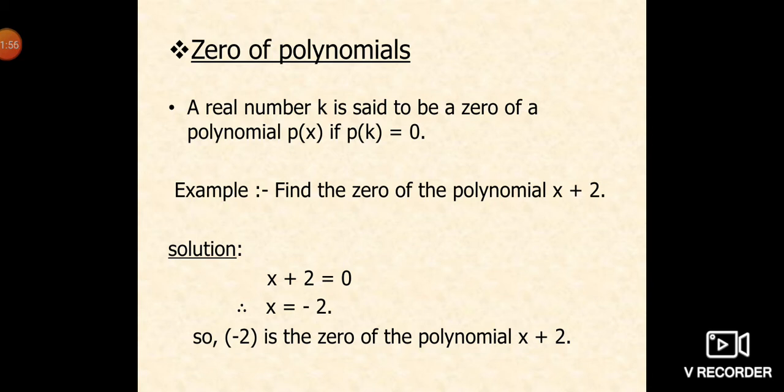For example, find the zero of the polynomial x + 2. So we are equating the given polynomial to 0 and finding the value of x. The x value is known as the zero of the polynomial. x + 2 = 0, therefore x = -2. So -2 is a zero of the polynomial x + 2.